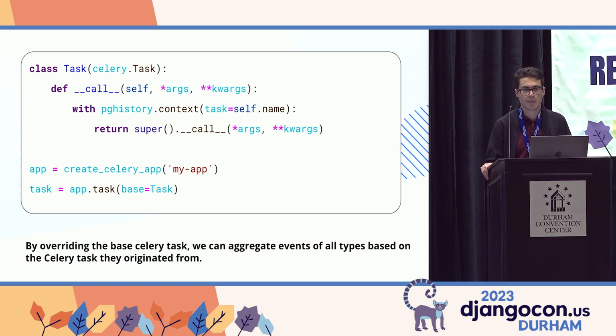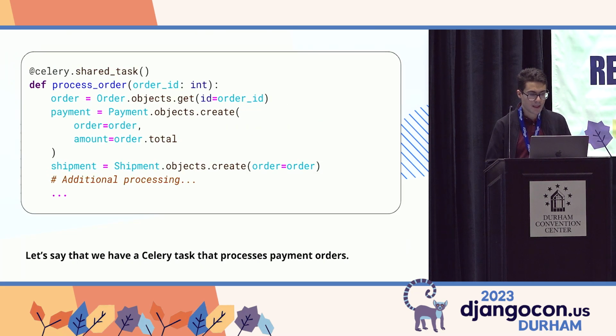What if we want to instrument base context tracking within a celery task, right? So let's say we're overriding the base celery task. We can just add in the context manager here and grab the task name. And then that's going to easily let us, regardless of whether we're using PG history or not within the celery task, right? Any events created in the celery task will then be associated with context for the task, right?